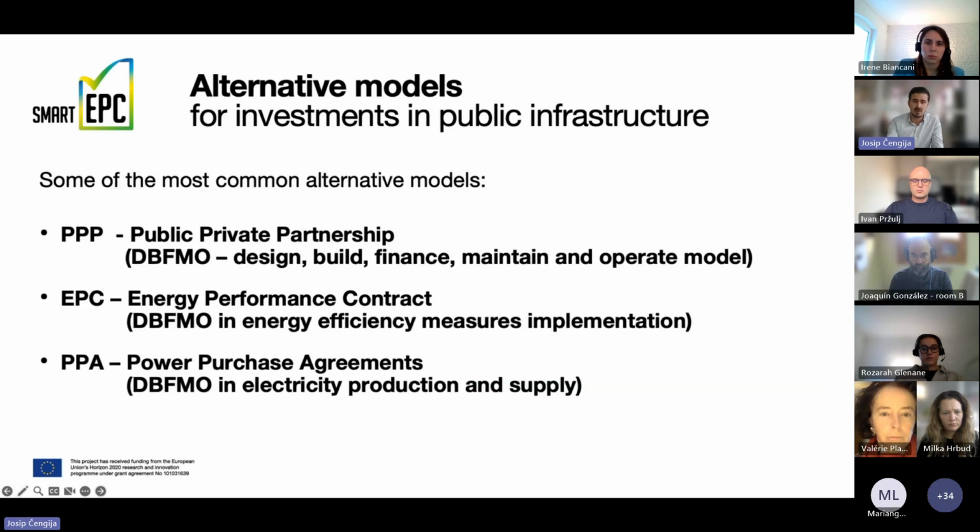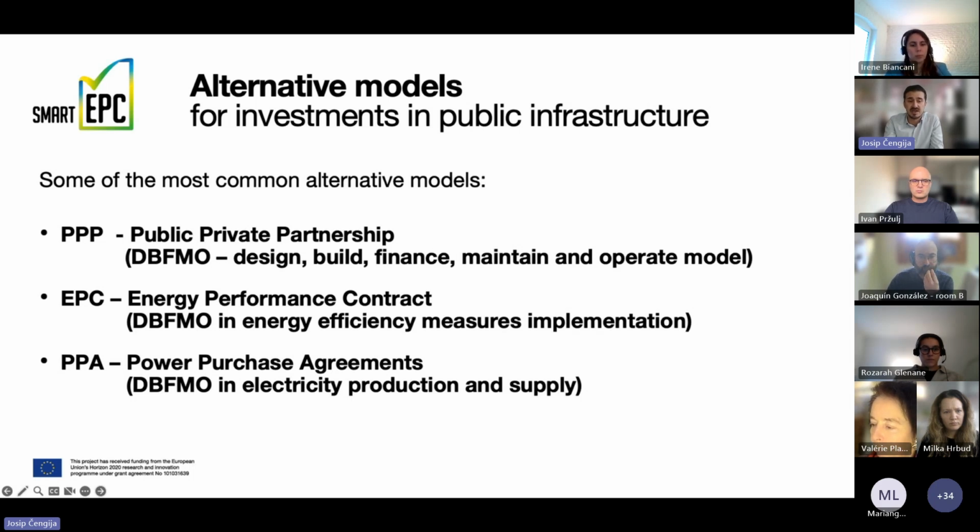When we talk about alternative procurement models, the most common ones named here are public-private partnerships, and in essence, these are DBFMO projects in development and mostly in construction of new public sector infrastructure. So whether it's being used to construct hospitals, schools, or highways, or any other infrastructural types of projects.